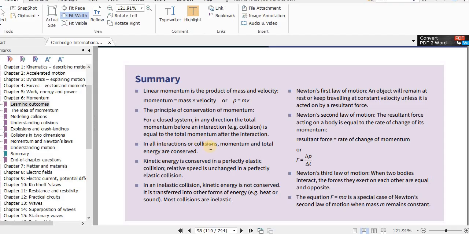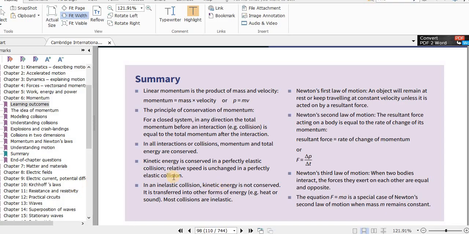In all interactions or collisions, momentum and total energy are conserved. Always momentum is conserved. Always the total energy has to be constant. That means the energies of the bodies before equals that of them after. Kinetic energy, momentum and total energy are conserved.